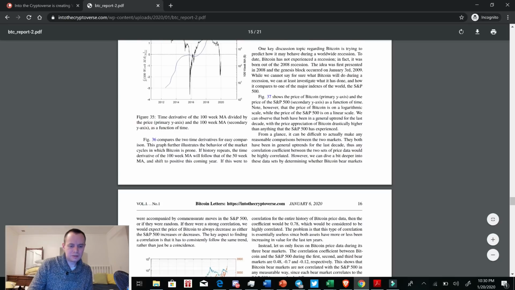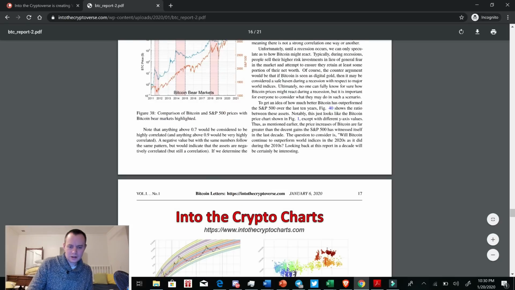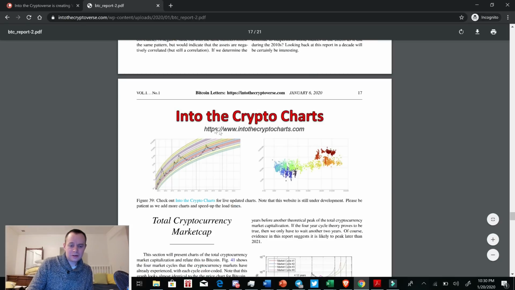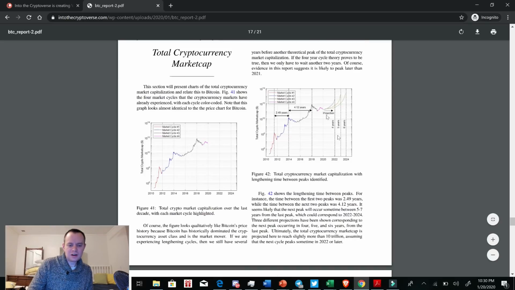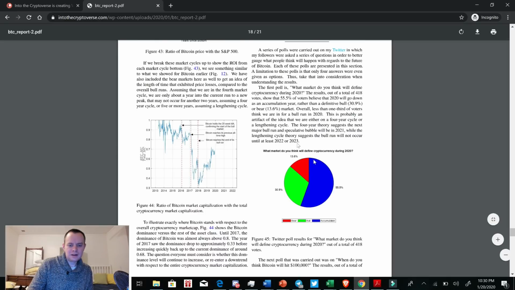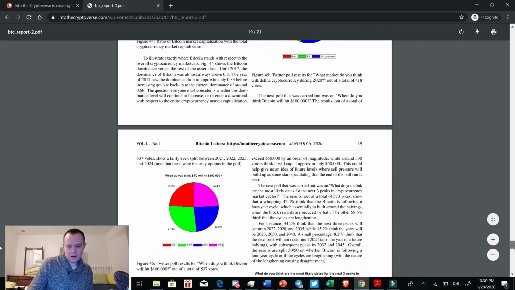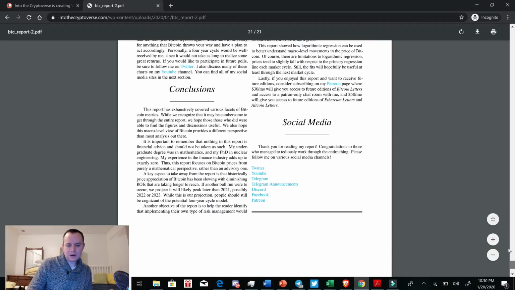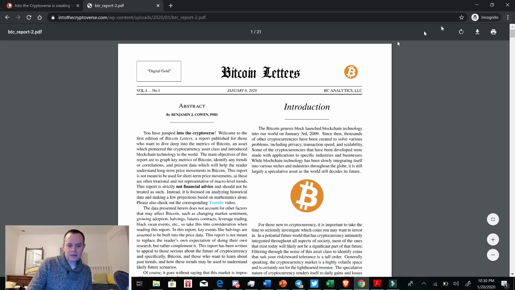We look at comparisons with the S&P 500, and then we also, if you haven't checked out this website, go check it out. It's still in development. It's still really early on, but it's intothecryptocharts.com. So we have some live updated charts there, and then we look at the total cryptocurrency market cap, and as well we report on Twitter polls. So this was Bitcoin Letters, and in February we're going to come out with Ethereum Letters.